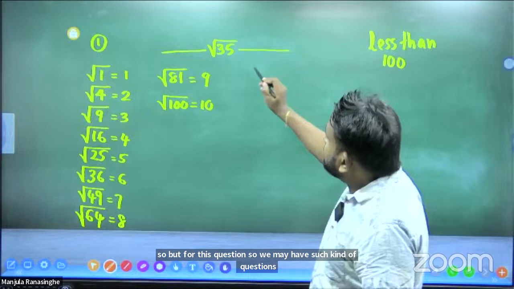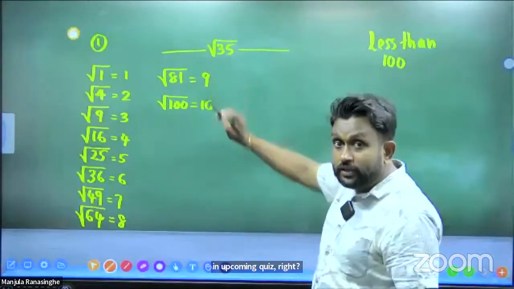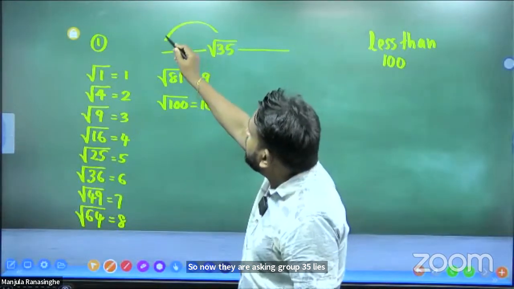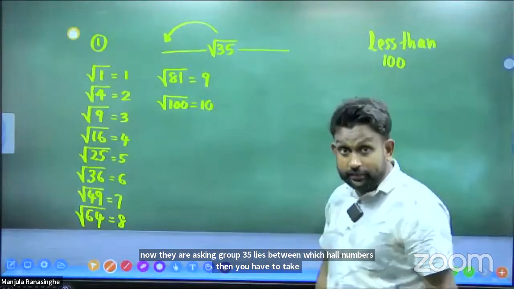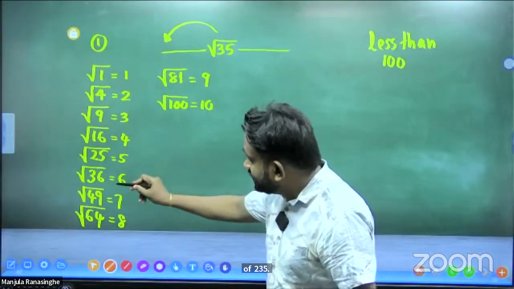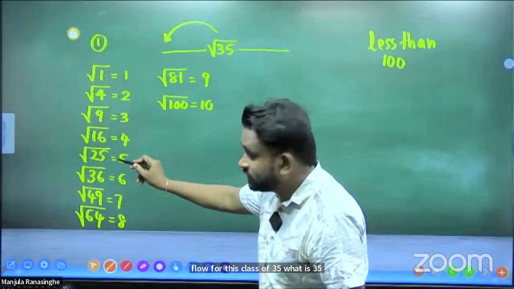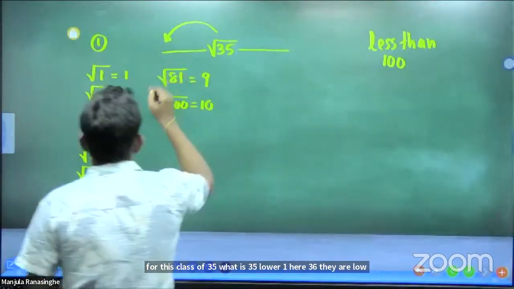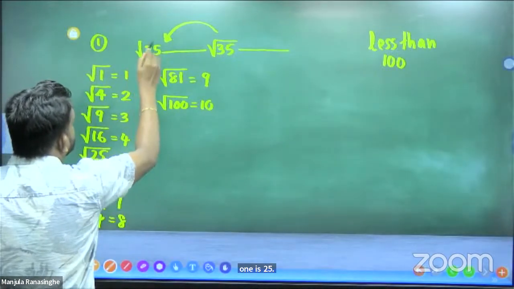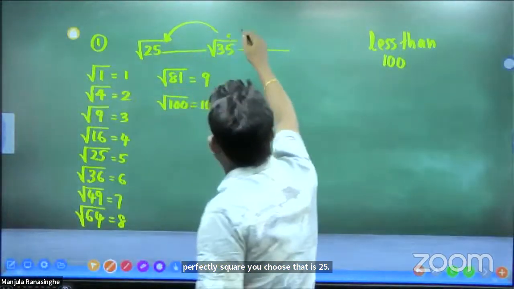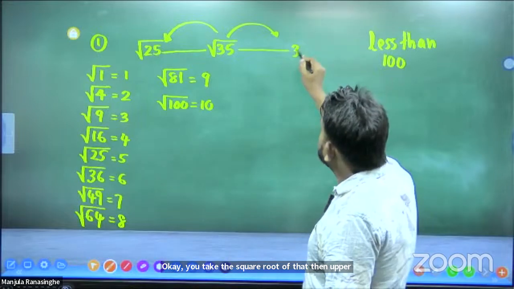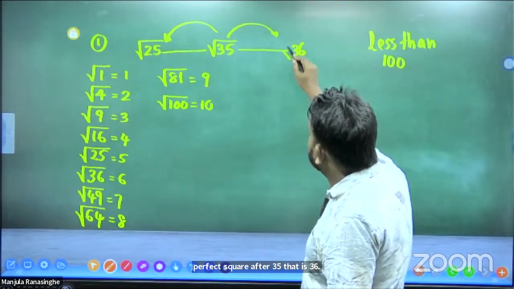So now they are asking root 35 lies between which whole numbers. Then you have to take the lower perfect square of 35. What is the lower one for 35? Here 36 is above, and the lower one is 25. You choose that perfect square, 25. Then the upper perfect square after 35 is 36. Then you take the square root of both values.